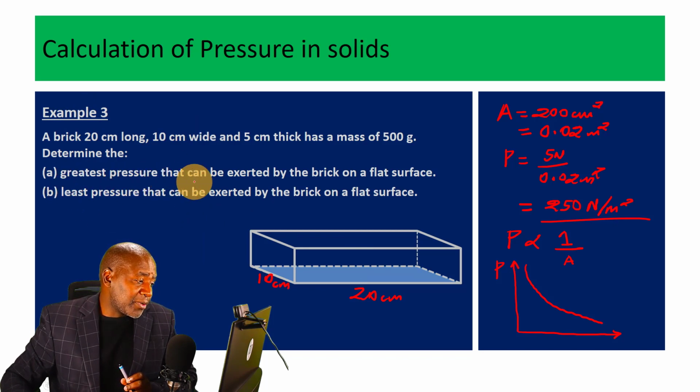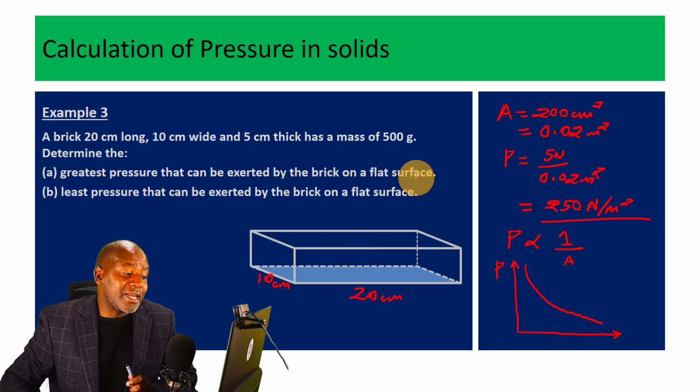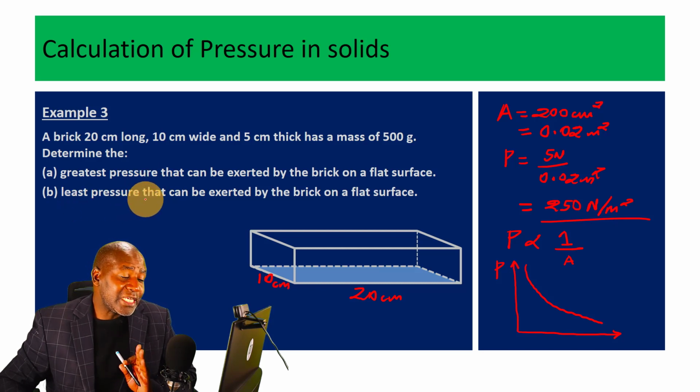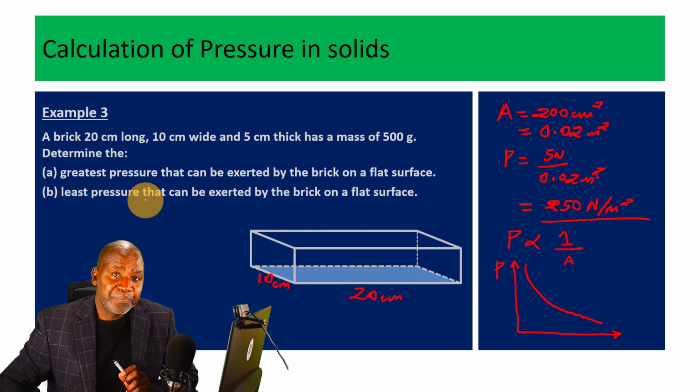Calculate the greatest pressure that can be exerted by the brick on a flat surface, and then the least pressure. It's up to us to know that the greatest pressure is exerted when the brick lies on its smallest area, and the least pressure is exerted when the brick lies on its largest area.